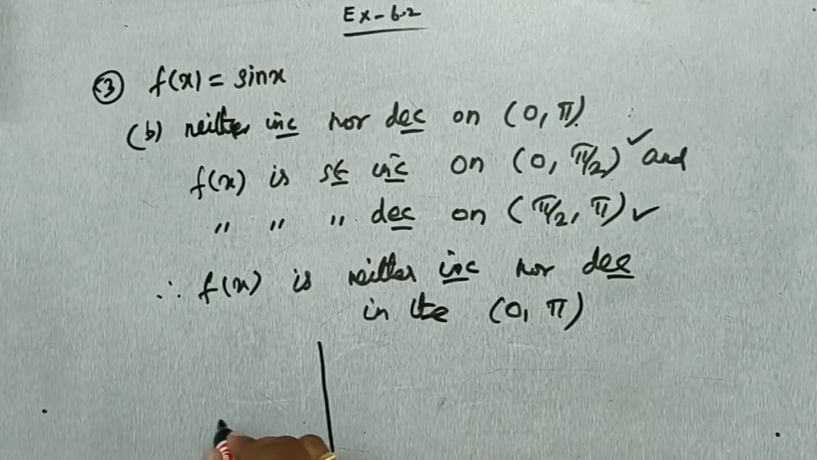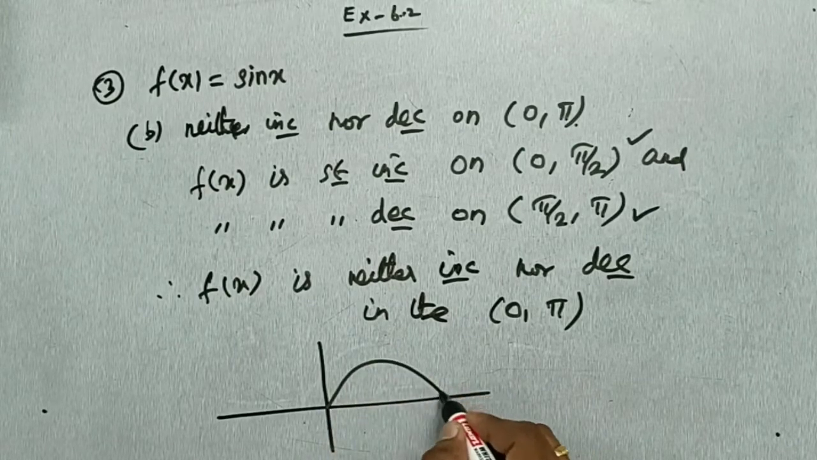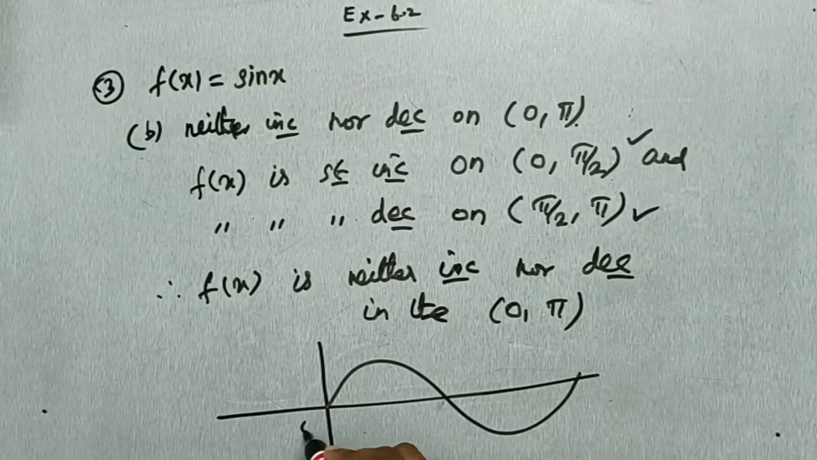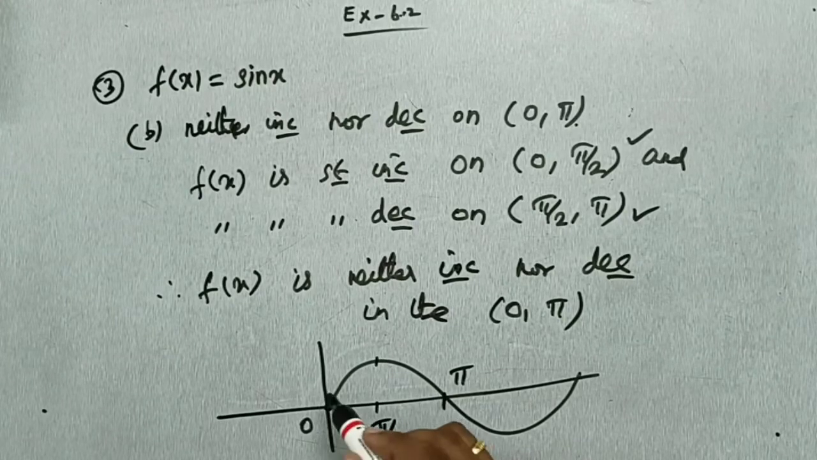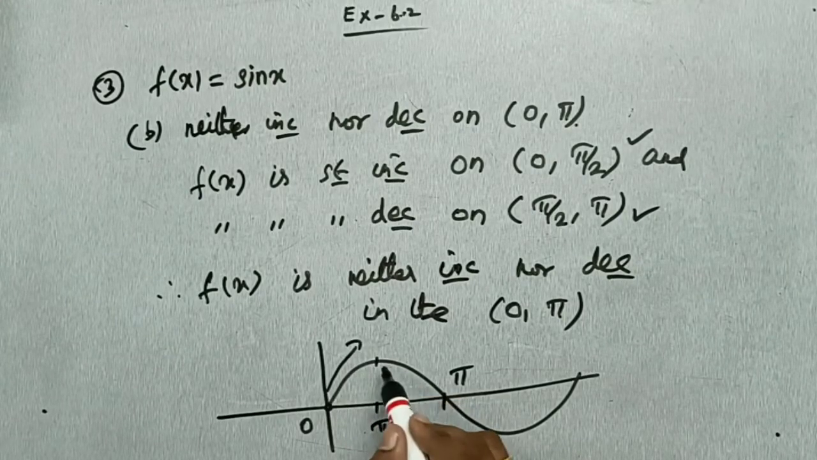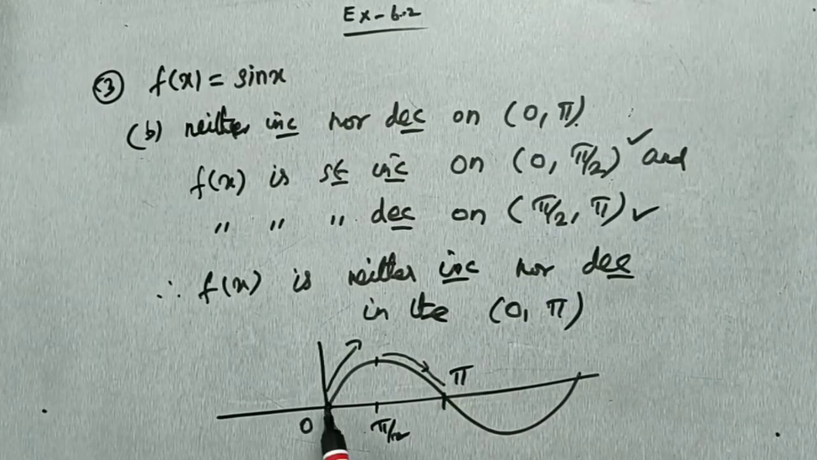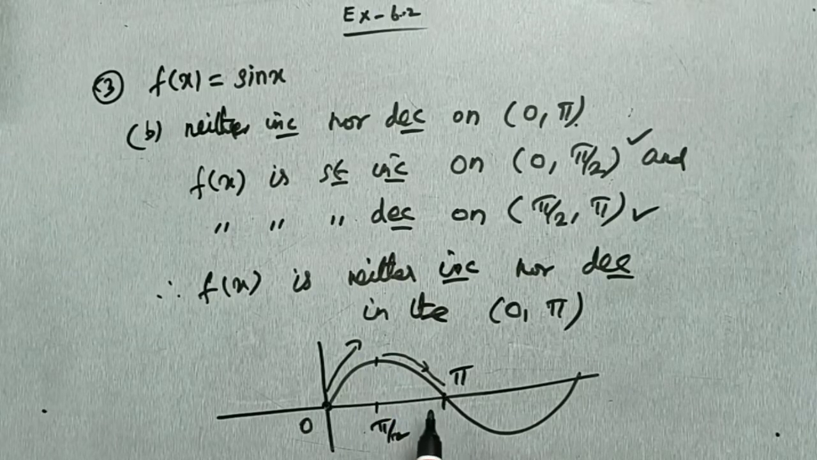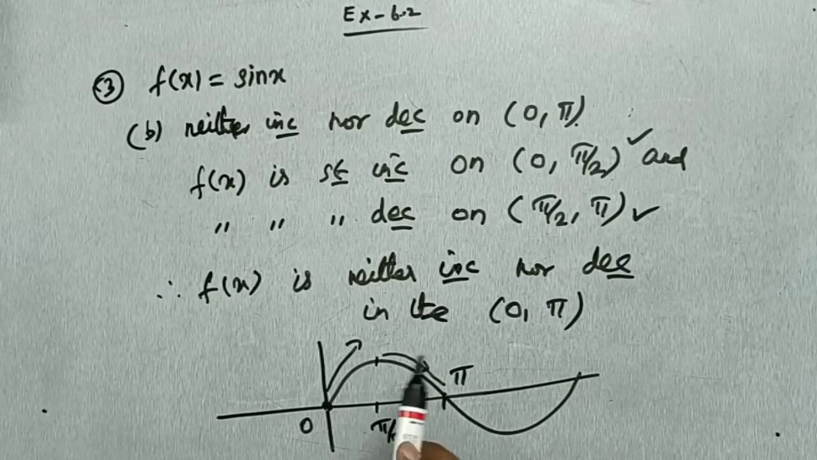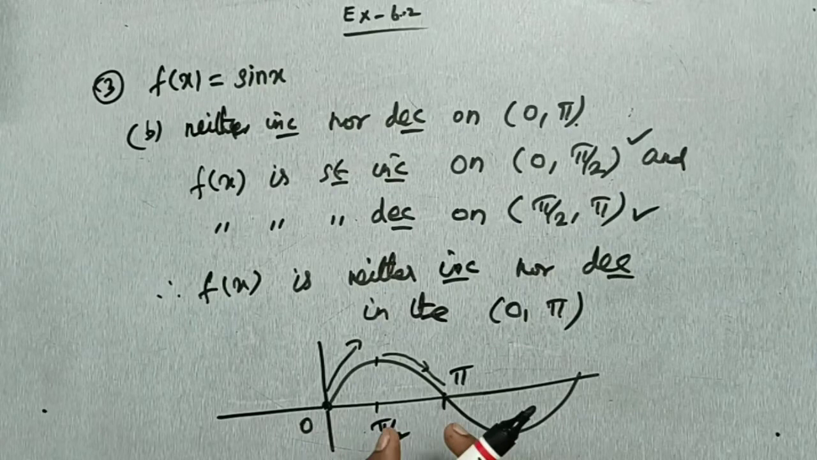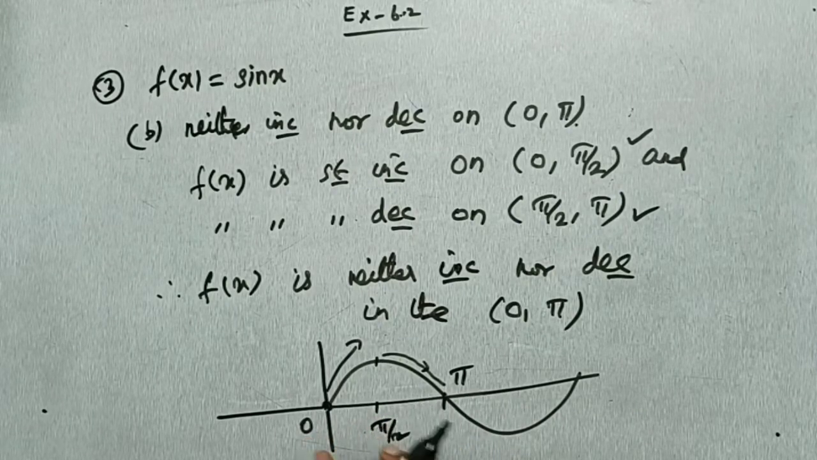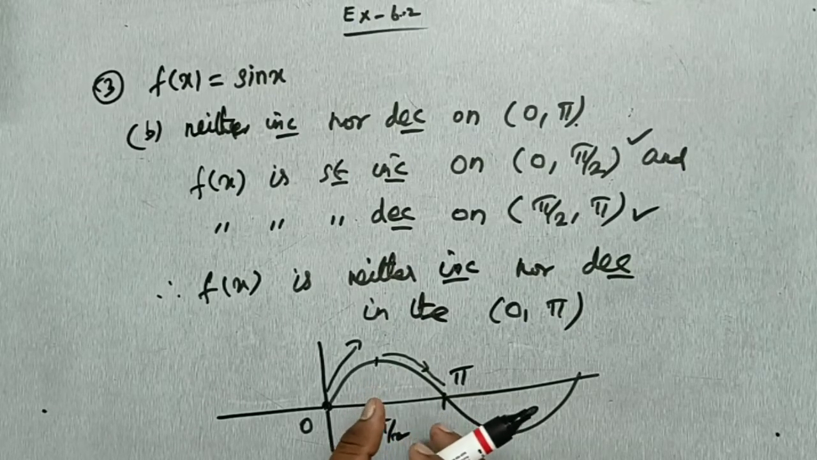Actually, what is the graph of sin x? From the graph of sin x we can identify it easily. This is 0, this is our pi. From 0 to pi by 2 the graph is rising, that is increasing. From pi by 2 to pi the graph is coming down, that is decreasing. So clearly on 0 to pi it is neither increasing nor decreasing, because it increases in a certain interval and decreases in a certain interval.